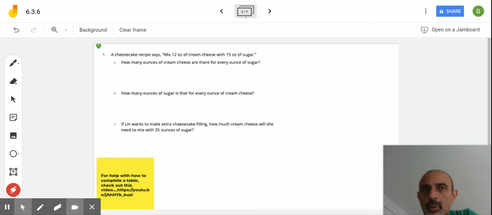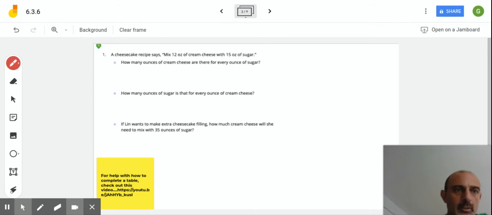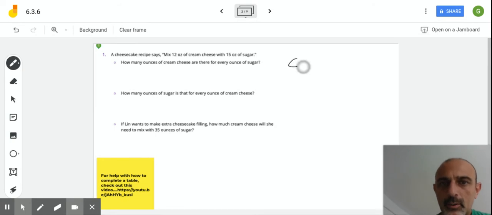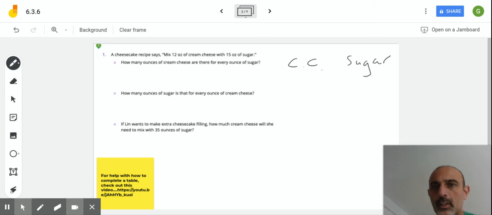And so on the second read, we talked about what are the quantities that are in this question. And I'm going to actually write down the quantities here. So it's ounces of cream cheese. I'm going to write cream cheese, C for cream cheese. And then I'm going to do sugar. So these are the quantities involved. I've got cream cheese and sugar. And that's on the second read.